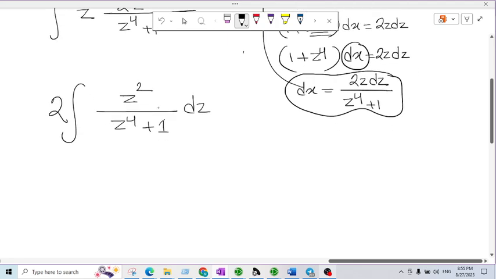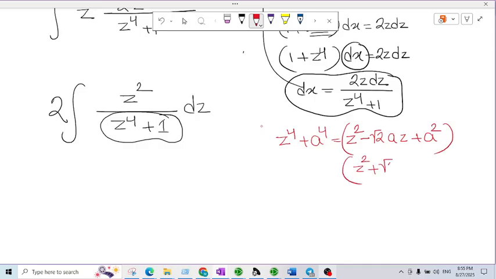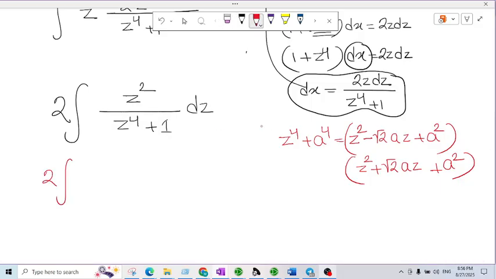Okay, so now I have to apply one formula to find the denominator. So the formula is z to the power 4 plus a to the power 4 is equal to z square minus root over 2 a z plus a square, into z square plus root over 2 a z plus a square. Well, now I have to put this value here, and let's see what happens. So this is z square, then dz.